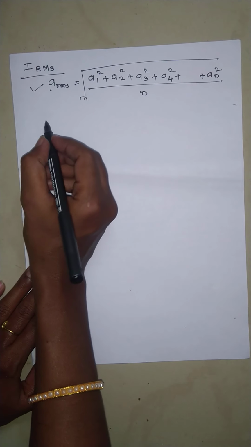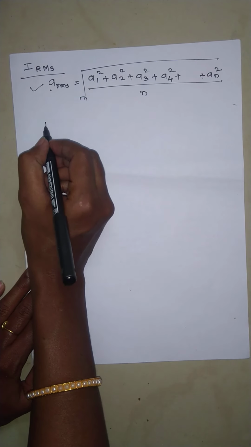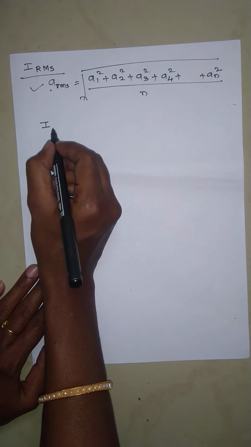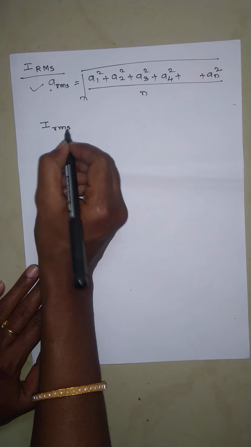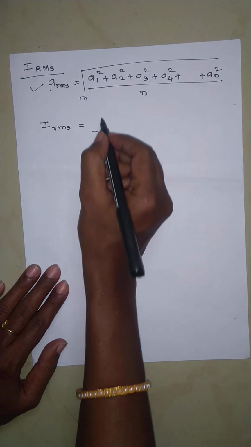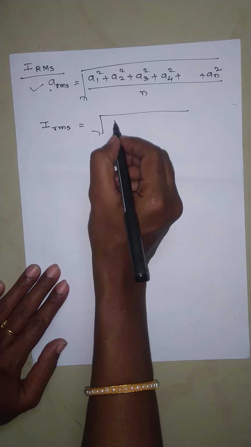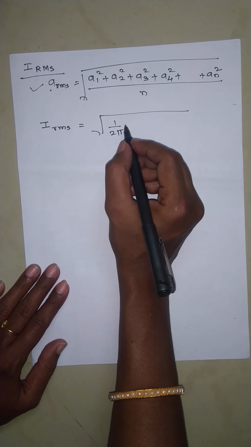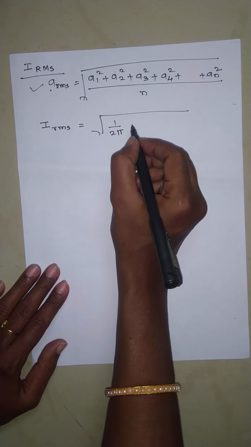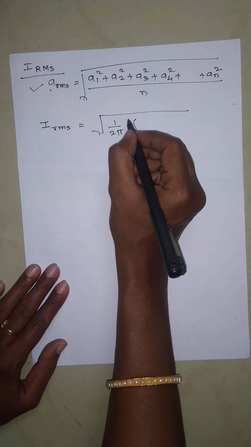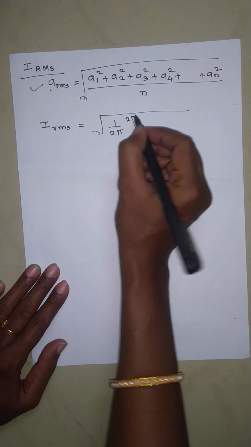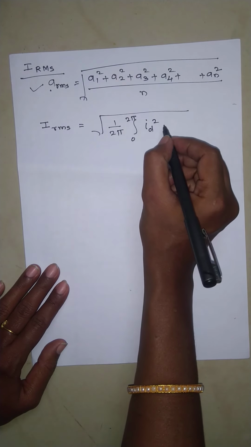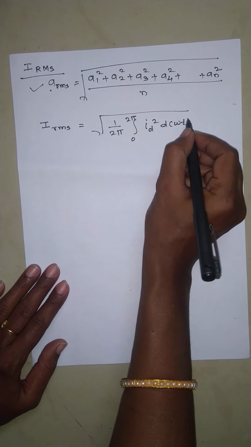Now in our case of the half wave rectifier, the RMS value of current is taken to be the square root of 1 upon 2 pi, because it is the average over the whole cycle, 1 upon 2 pi integration from 0 to pi of the square of current, integrated with respect to omega t.